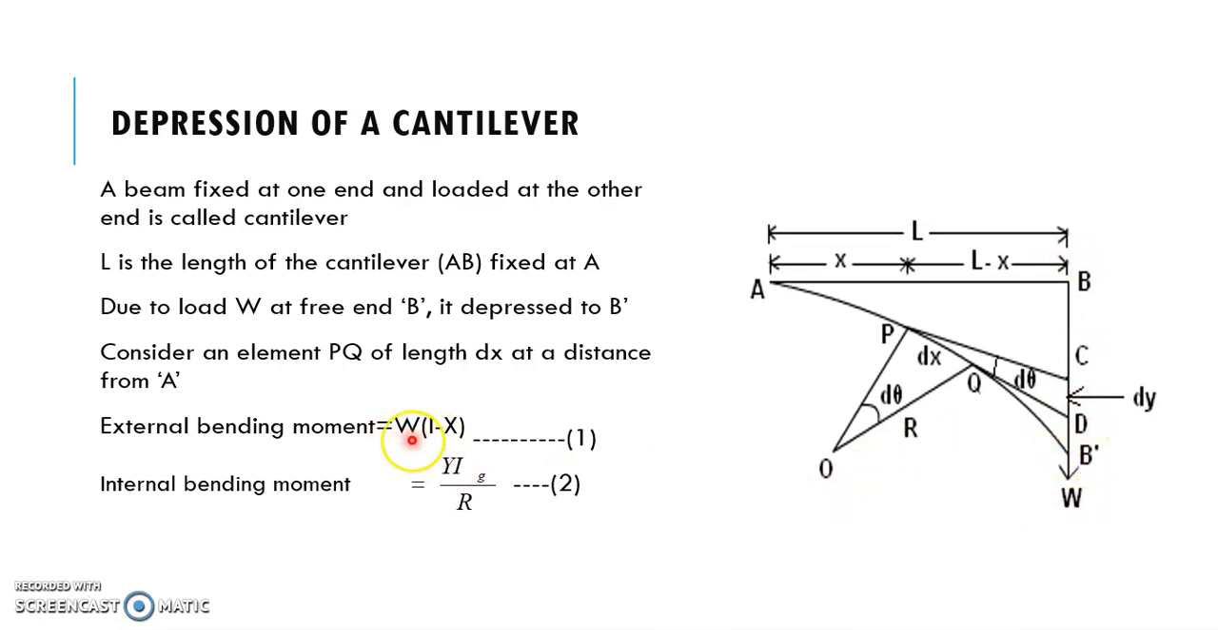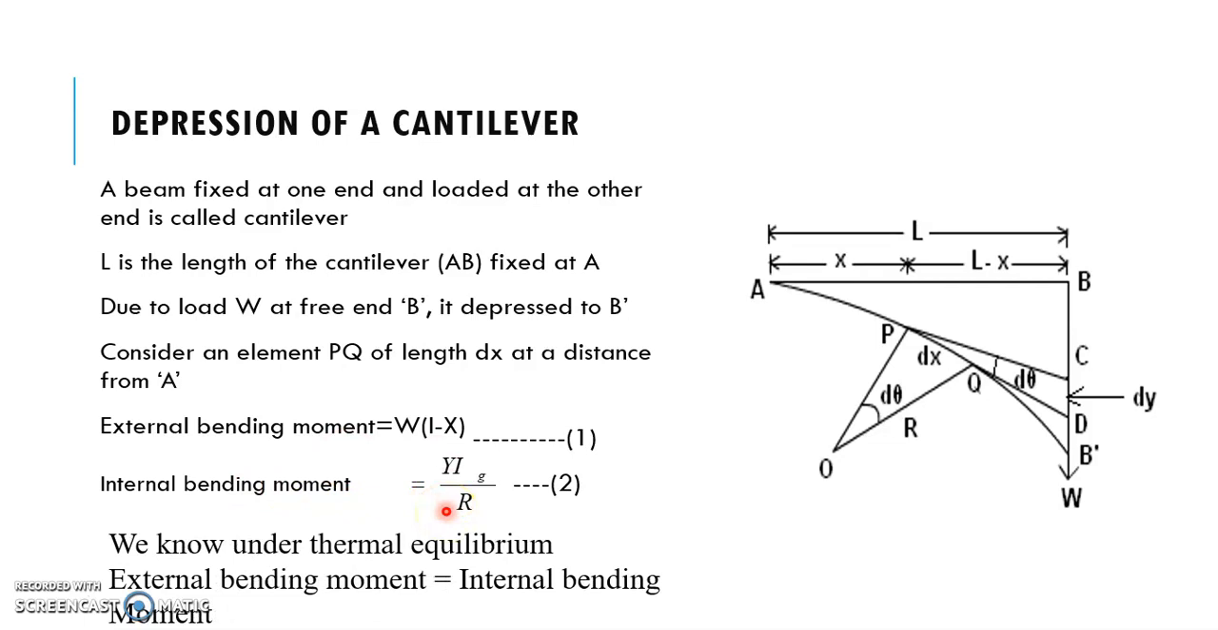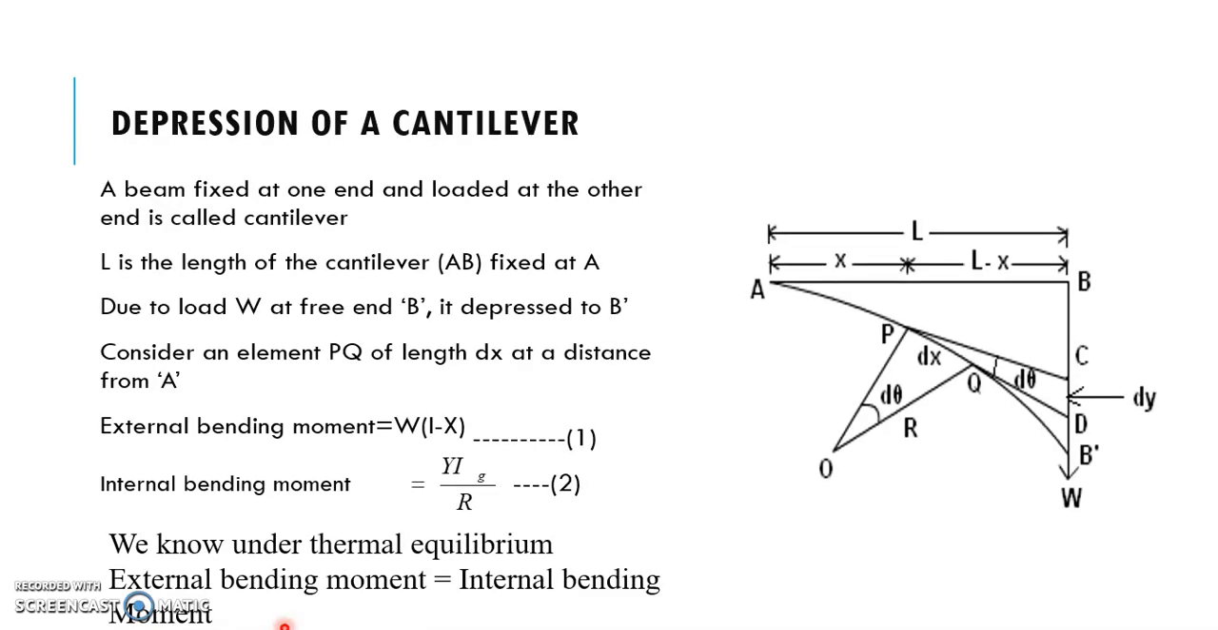There are two bending moments I already told you about: one is the internal bending moment, the other is the external bending moment. In the equilibrium condition, both are the same. That means under equilibrium, the internal bending moment is equal to the external bending moment. In this diagram, the external bending moment is equal to W into L minus x, where W is the weight suspended and L minus x is the portion to be depressed. Therefore, external bending moment EBM is equal to W into L minus x.